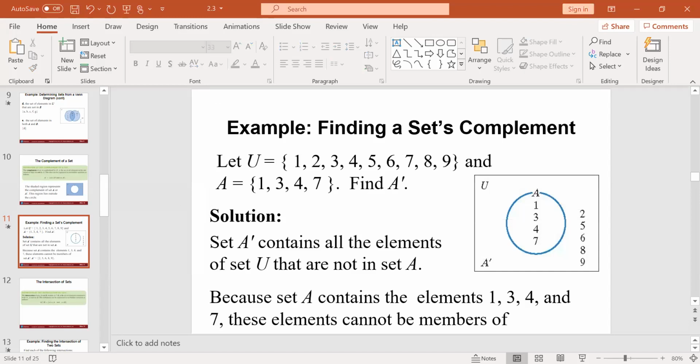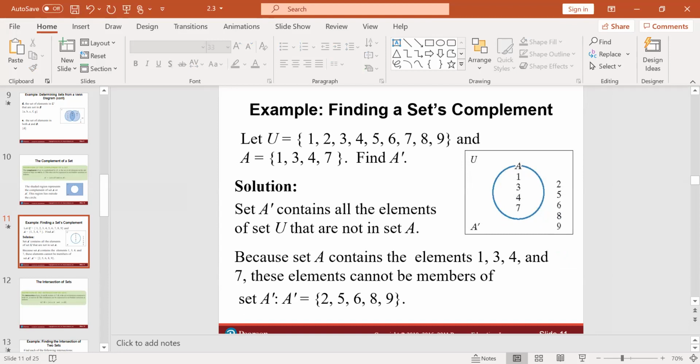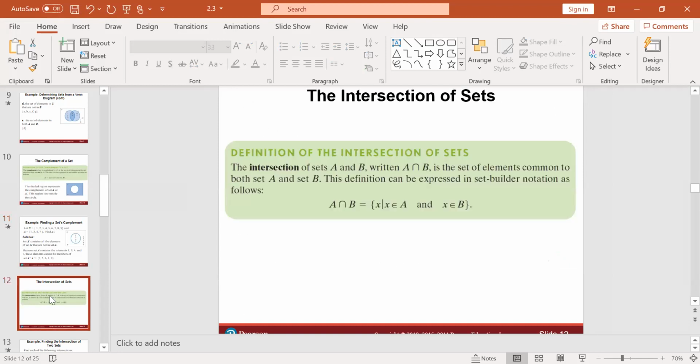So we've been talking about sets, different kinds of sets. We've discussed the set complement. Now we can talk about intersection. Now an intersection of two sets is going to look a lot more complicated here than it actually is.